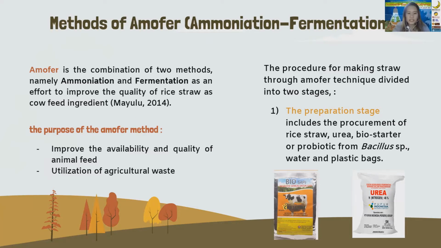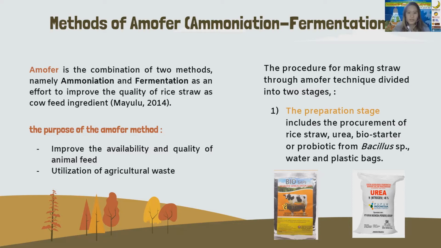Ammoniation is a chemical treatment conducted by adding urea to loosen the bonds between cellulose and lignin fiber. This process can increase the nutrient content and digestibility of high fiber waste. While fermentation is carried out by adding a starter containing microorganisms, where these microbes produce primary and secondary metabolites to degrade complex organic matter into simple compounds.